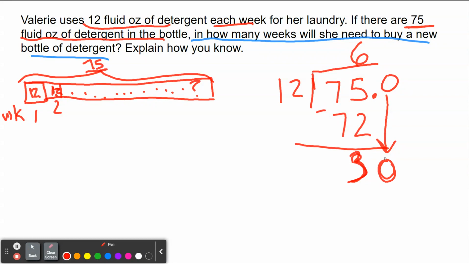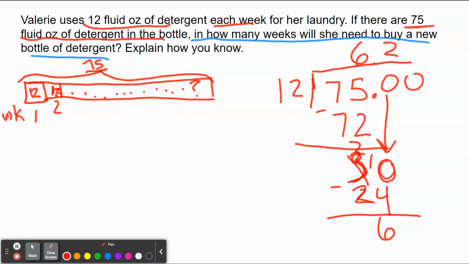So we have 30. So how many times can 12 go into 30? Well, 2 times 12 is 24. So we used up 24, right? 2 times 12 is 24. So we're going to go ahead and subtract, see how many we have left over. So we have 6 tenths left over. Let's go ahead and bring down our hundredths and see if we can use that up. So now we have 60 hundredths of an ounce left. So if we have 60 divided by 12, that's going to be 5 because 5 times 12 is 60. So now we have a remainder of 0, right?